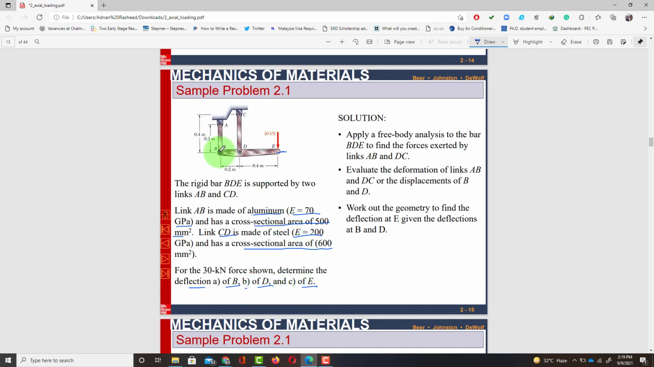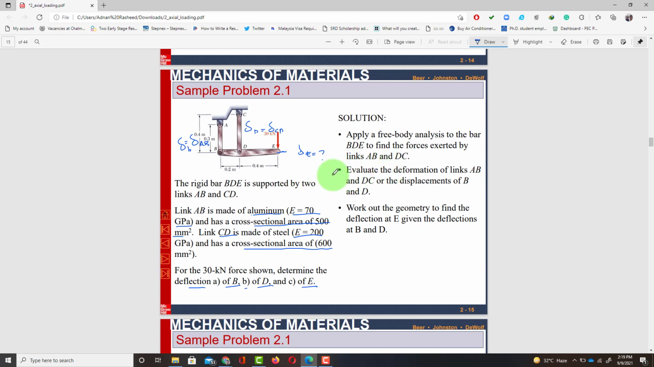So you have to find the deflection at this B in link AB. That is deflection of B. Deflection of B is equal to deflection in link AB. Similarly, deflection of D is equal to deflection in link CD. And then the deflection at this end, which is deflection of E. So you have to find this.